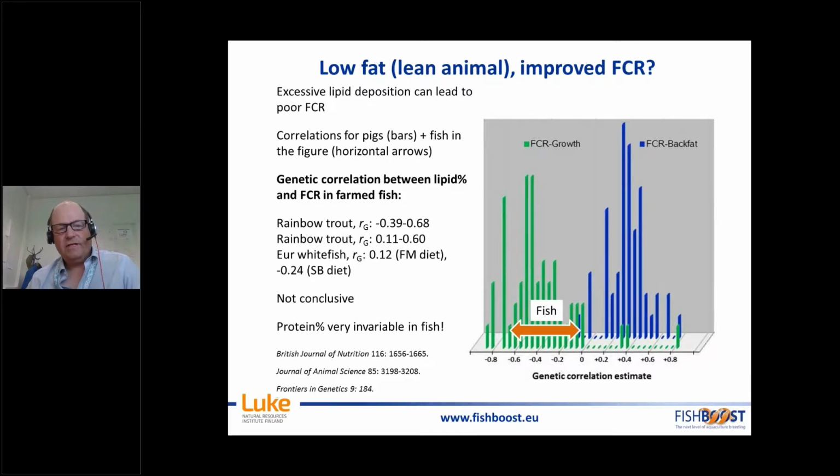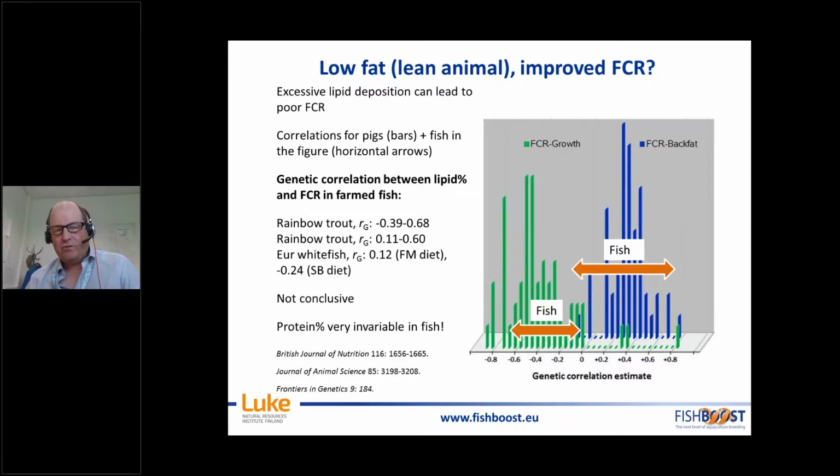And when we take from the literature the genetic correlations for fish, they range quite widely, but in most cases they fall very much within the observations from the pigs. Most of the genetic correlations are from plus 0.2 to plus 0.6, which means that the pattern is very similar to the pigs, so that high fat fish is related to low efficiency. It's not conclusive, but this is the trend that is there. It may even depend on the diet, but this is the trend.